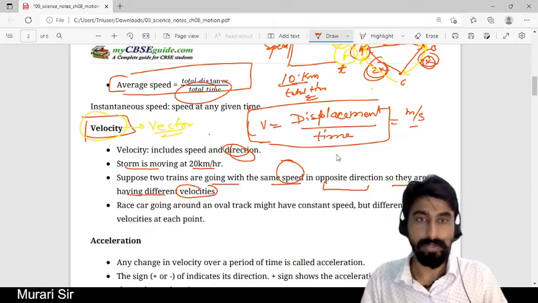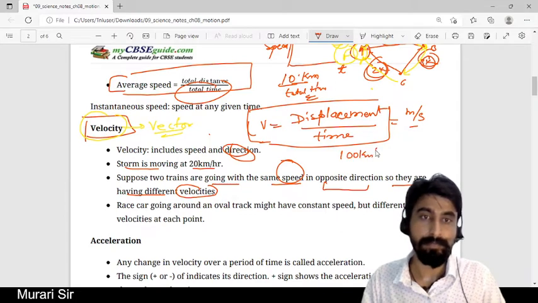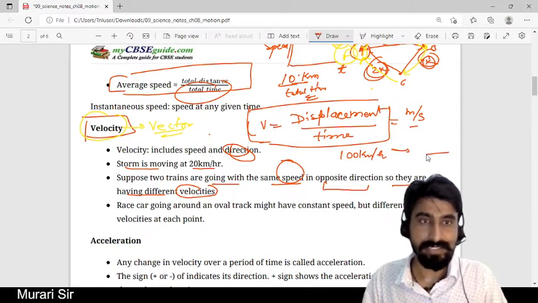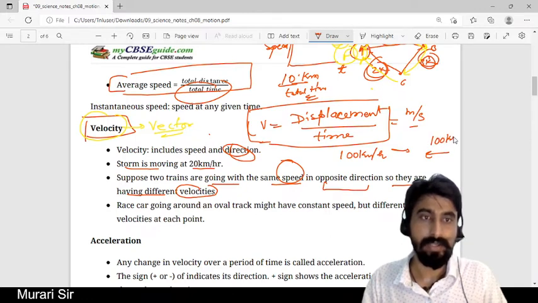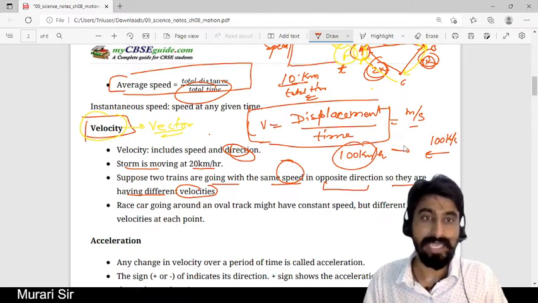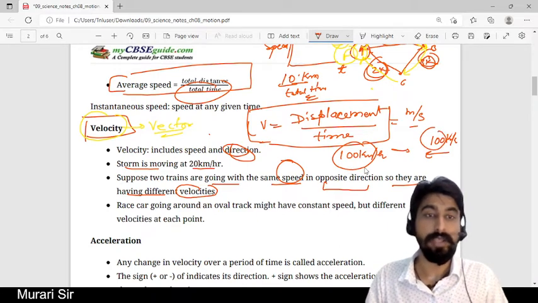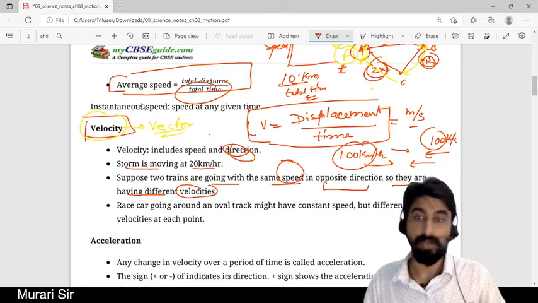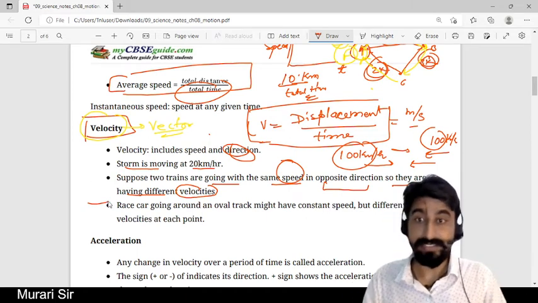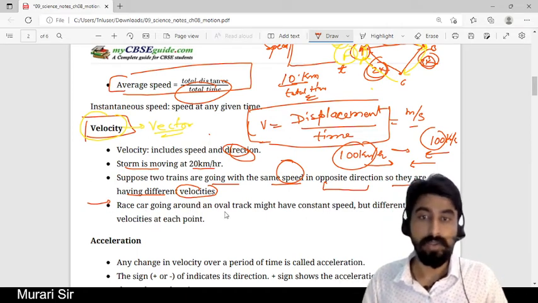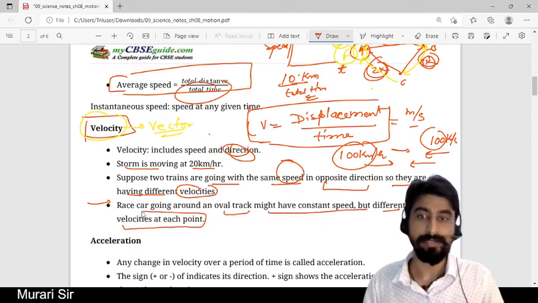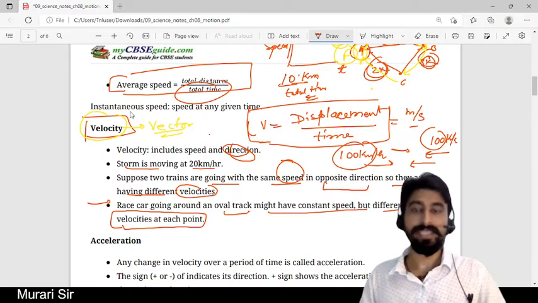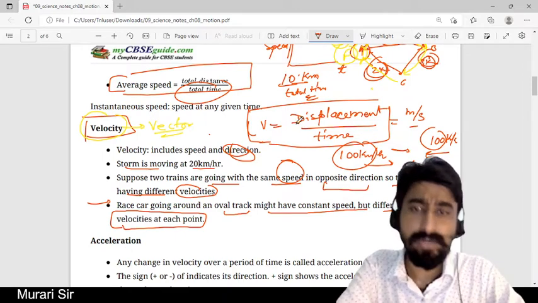Okay, so if they are moving at 100 kilometer per hour, one is moving in this direction, second is moving in this direction with the same 100 kilometer per hour, then both have the same value, same magnitude, but the direction is opposite to each other. That means opposite direction, so it has a different velocity. Okay, next is a racing car going around an oval track might have constant speed but different velocities at each point. Perfect. Next is a very important topic, very easy to understand: acceleration.